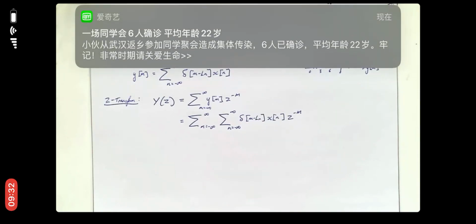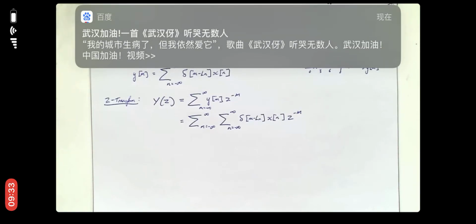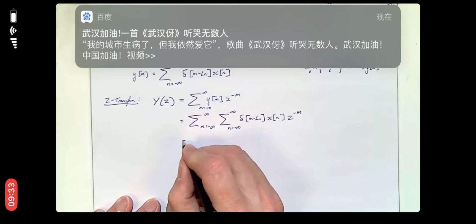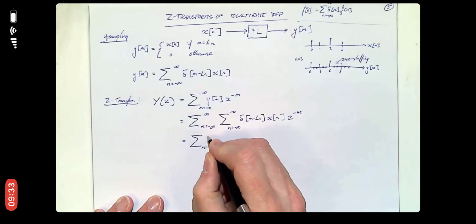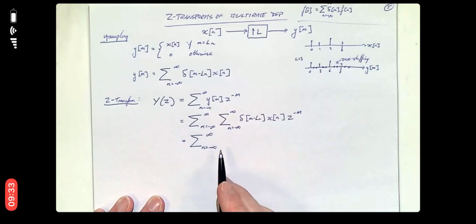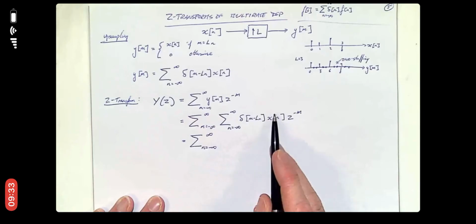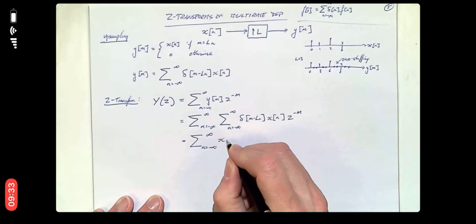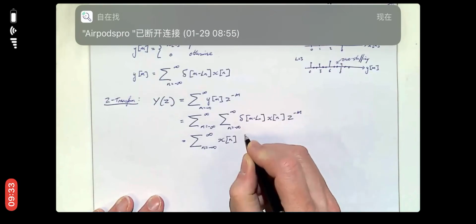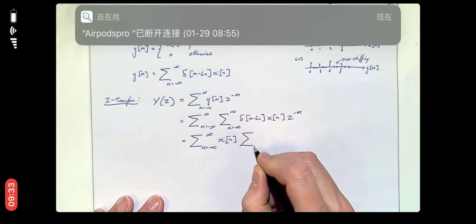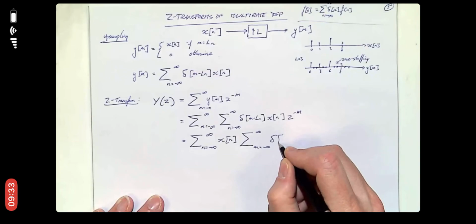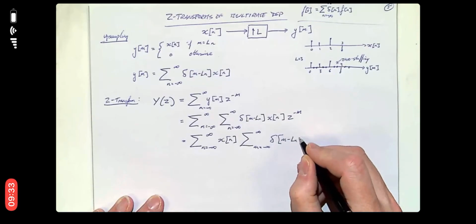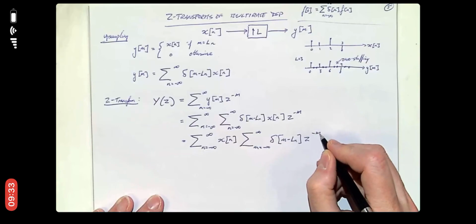Now, as you're probably used to doing by now, if you can't think of anything else to do, let's swap the order of summation, because it's a linear system. So we'll put the summation over n first, from n equals minus infinity to infinity, and then the sum over m. But x of n in here is not dependent on any of that, so we can just pull the x of n out here. And the next one is the sum from m equals minus infinity to infinity, delta of m minus Ln, z to the minus m.